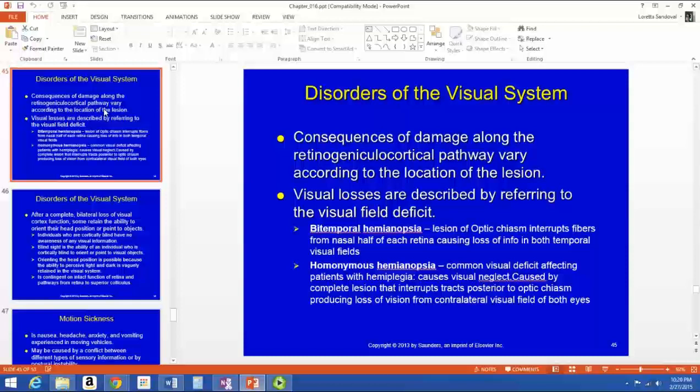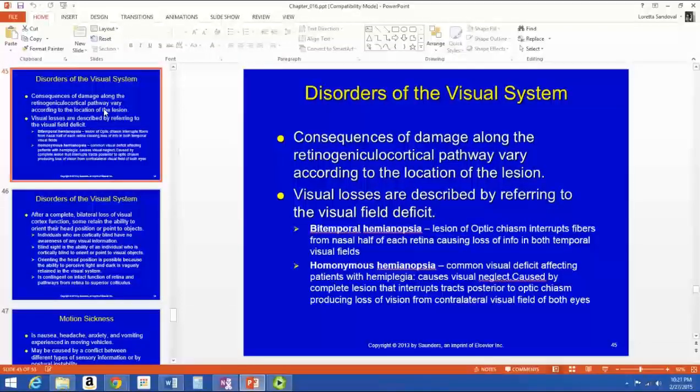So usually they describe visual losses by referring to the visual field deficit. So bitemporal hemianopsia. If we break the word hemianopsia down, opsia is vision, sight, an is no, hemi is half. So half of your visual field you can't see, if that makes sense. So in bitemporal, a lesion of the optic chiasm interrupts fibers from the nasal half of each retina, causing loss of information in both temporal visual fields.